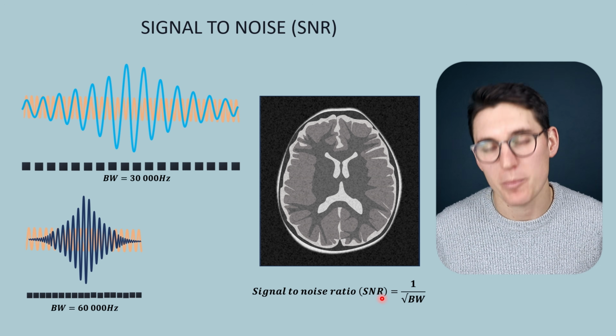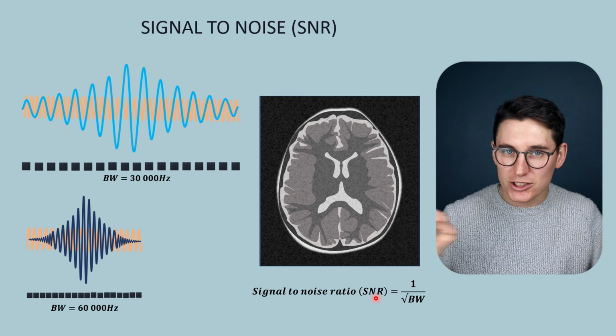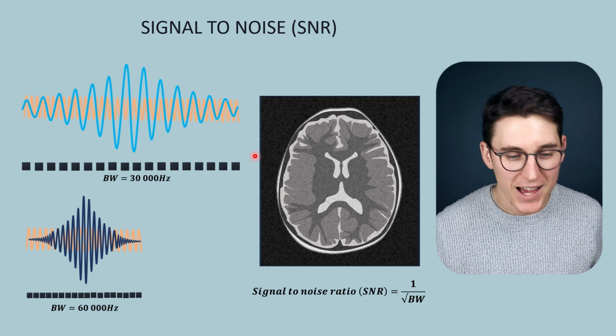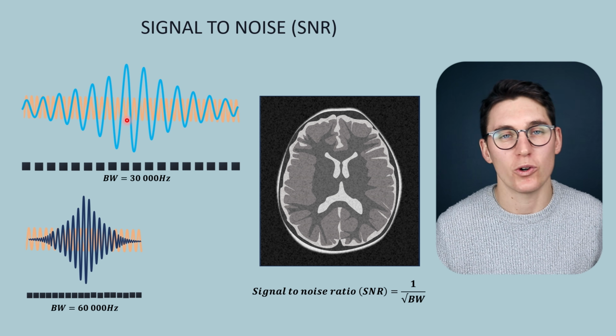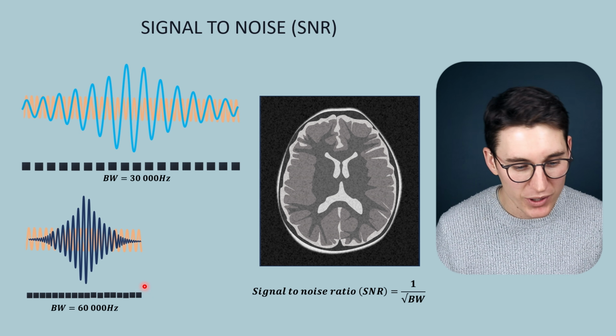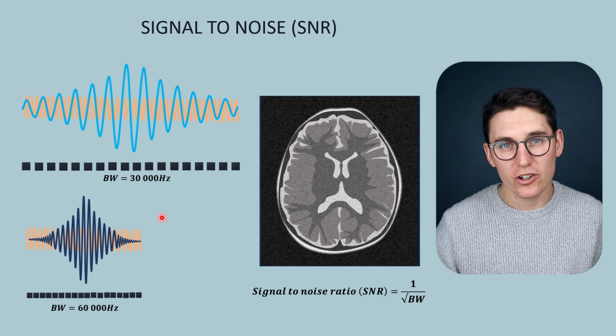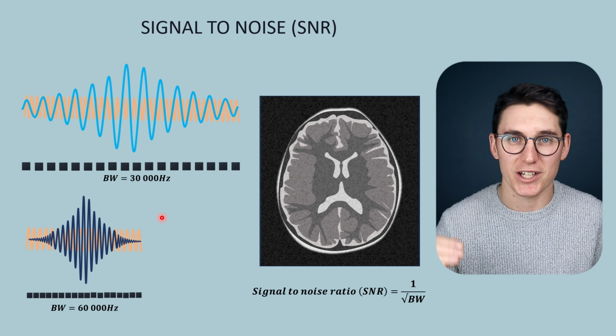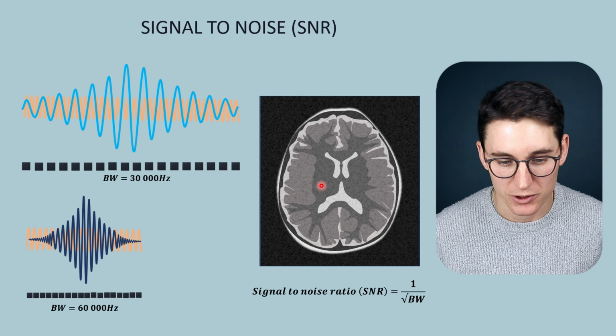As we narrow the bandwidth, as we reduce the range of frequencies along that x-axis, our signal relative to the noise will get better. Our signal-to-noise ratio will increase. So if we halve our bandwidth, we are going to get a 40% increase in our signal-to-noise ratio.